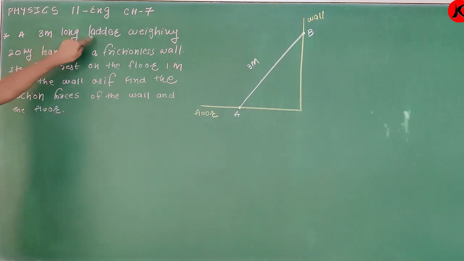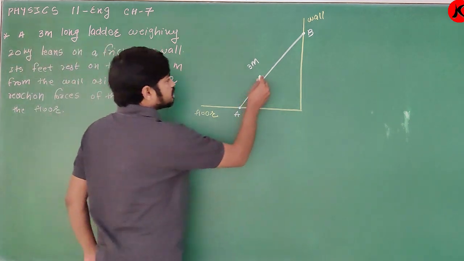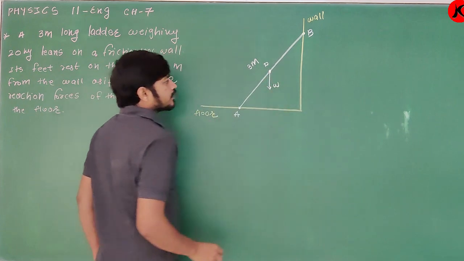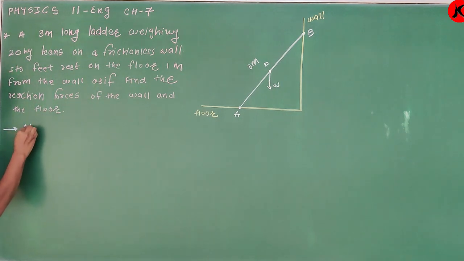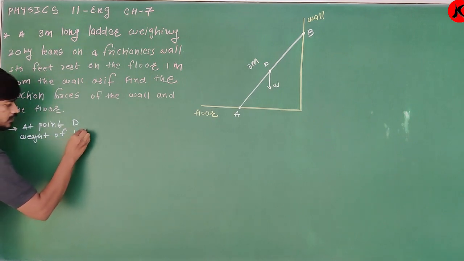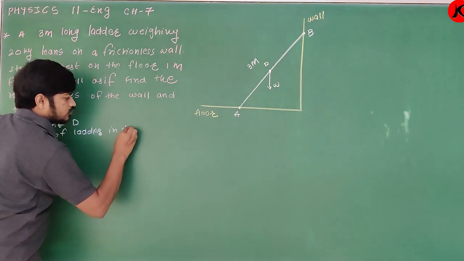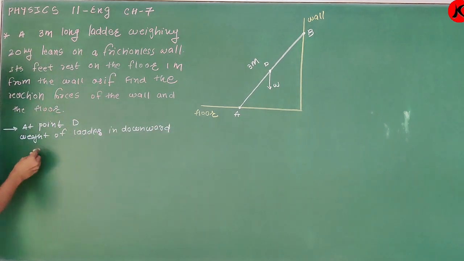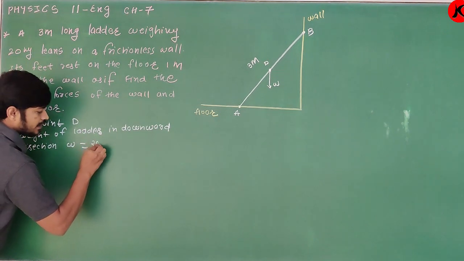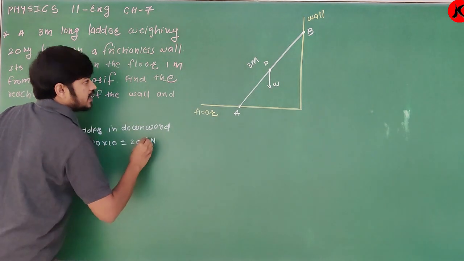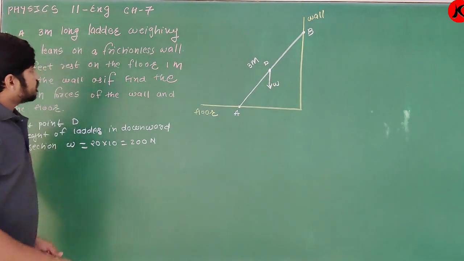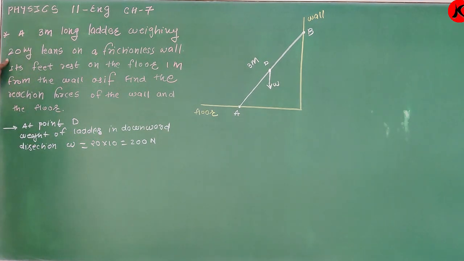Now see, a 3 meter long ladder weighing 20 kg means its mass, if it is point D, then it acts in the downward direction, W, the weight of the ladder, at point D. W is equal to its mass 20 times g, which is 200 N, and it is acting at this point. Clear about this?